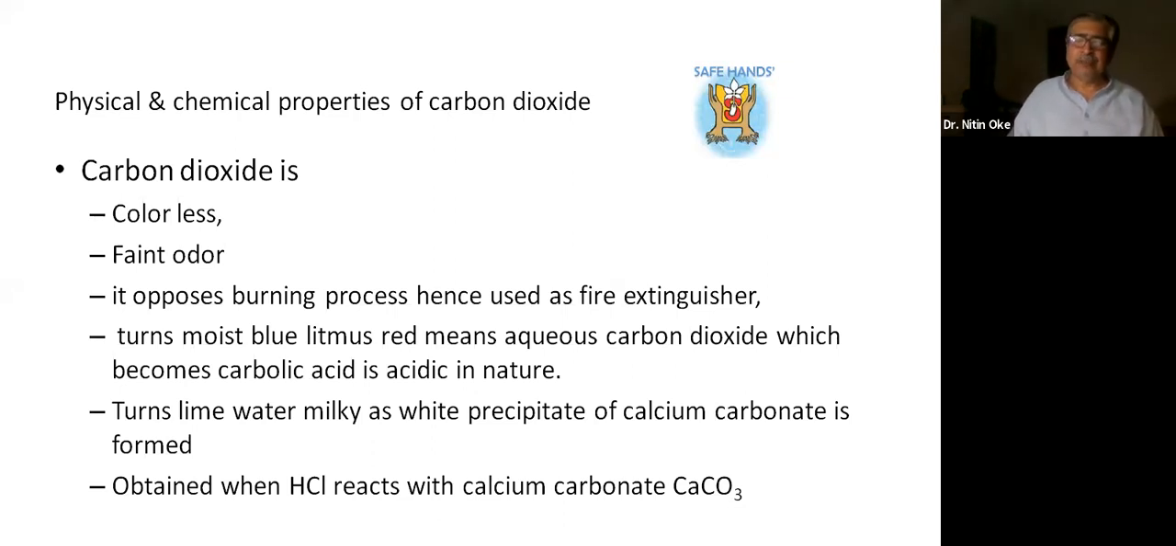And when HCl reacts with calcium carbonate, we can get the CO2 for experimental purposes, which can be transferred from one container to another container like a liquid because it is heavier than water, heavier than air, sorry. Now, when we see these experiments throughout our life, we never forget these properties.